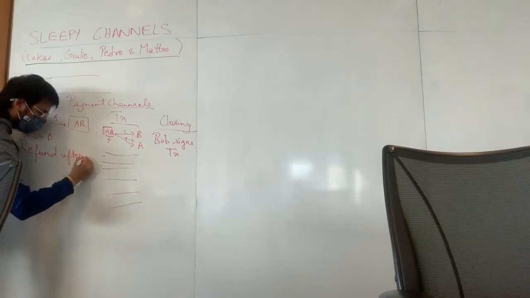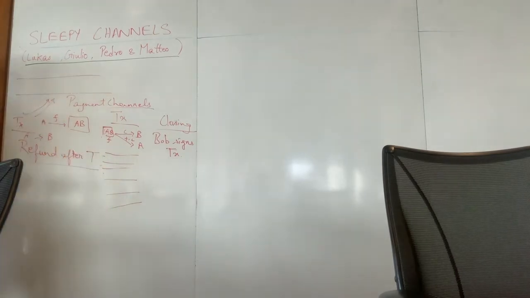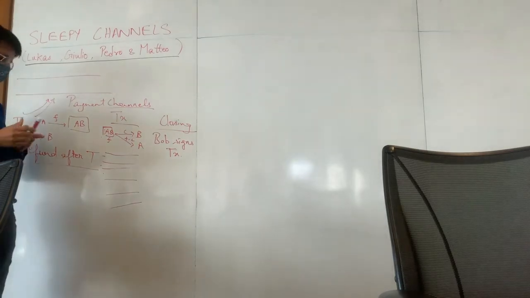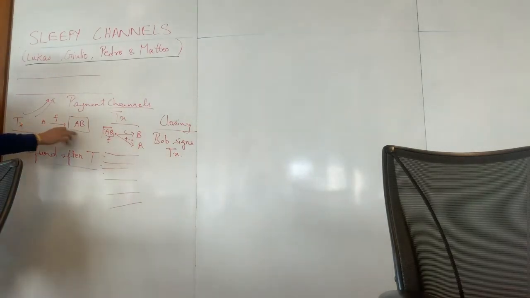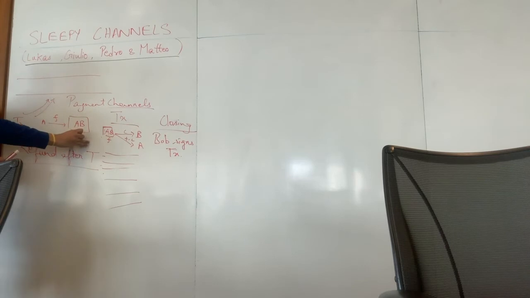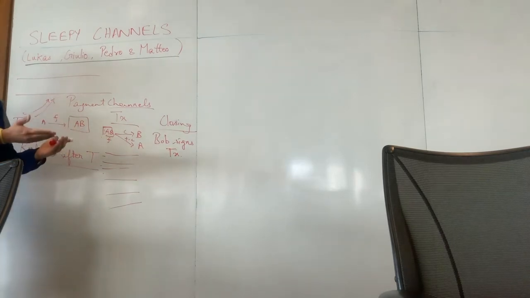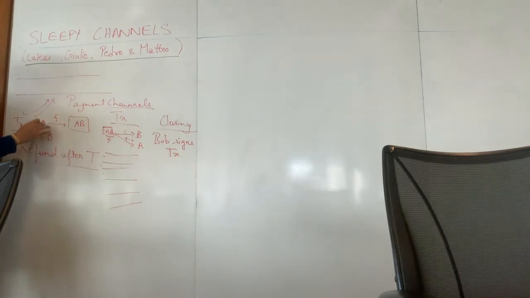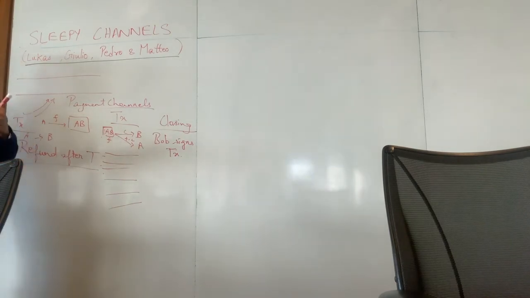Refund after time T, right? So in some sense, what they do is before Alice is going to send the coins to the joint address, meaning fund the channel, right? Before that, Alice is going to negotiate kind of a refund transaction with Bob, right?